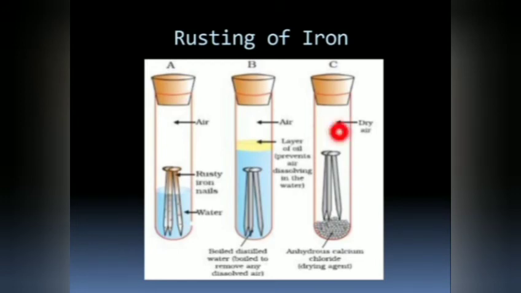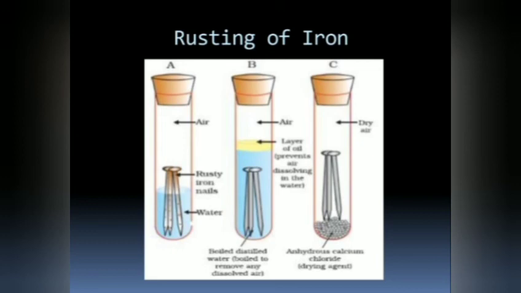So what happens after a few days? After a few days we can see rust only in test tube A because it is exposed to both air and water. We cannot see rust in test tubes B and C because of the absence of oxygen in test tube B. In test tube C there is no moisture. So this shows that for the formation of rust both oxygen and moisture or water is needed.